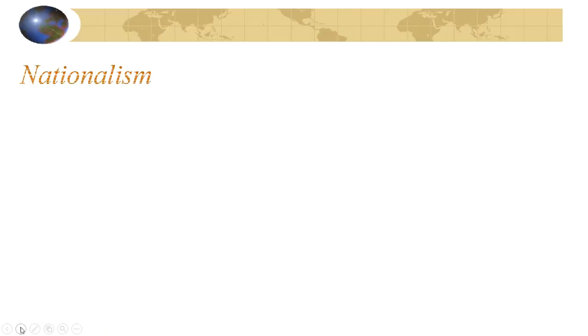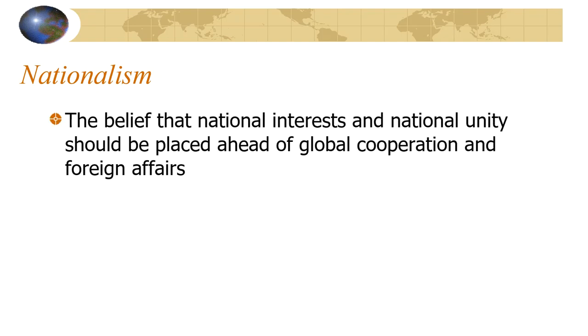The first one would be nationalism. Now, we learned nationalism when we were talking about the causes of the Civil War as putting your region above that of the nation. Well, now the focus of nationalism is putting national interest and national unity ahead of global cooperation in foreign affairs. So you're putting your nation before the world. Sometimes this is necessary for the preservation of your nation, but sometimes it actually can end up hurting global affairs and get you drawn into a greater war.